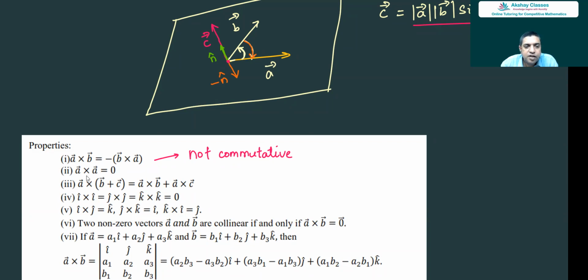And again, by definition, A cross A will be 0 because the sine of the angle between two identical vectors is 0. So sine of 0 is 0. Of course, the cross product is distributive over addition. So A cross of B plus C is A cross B plus A cross C.